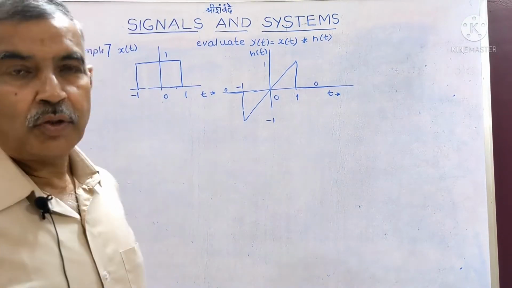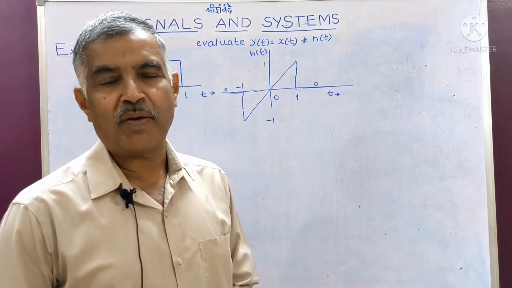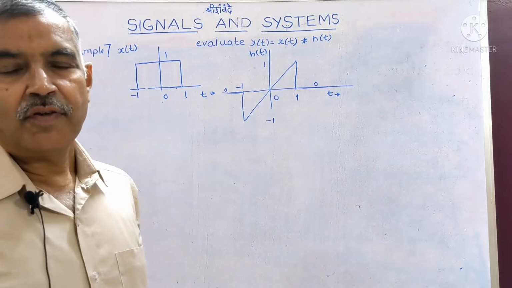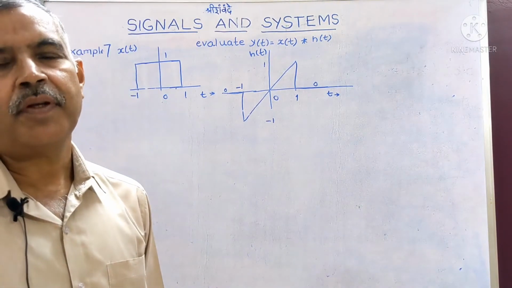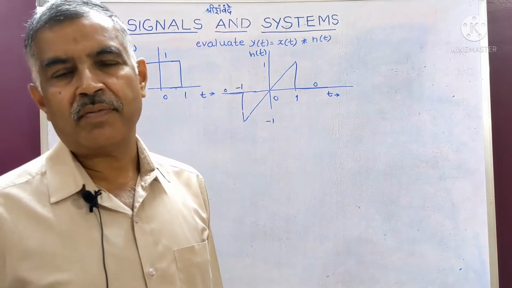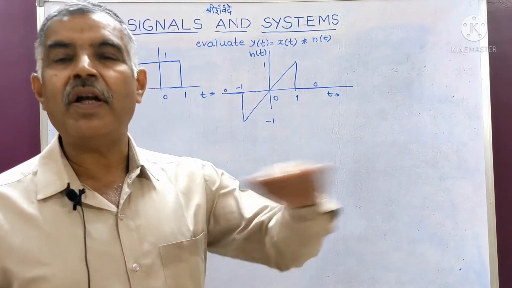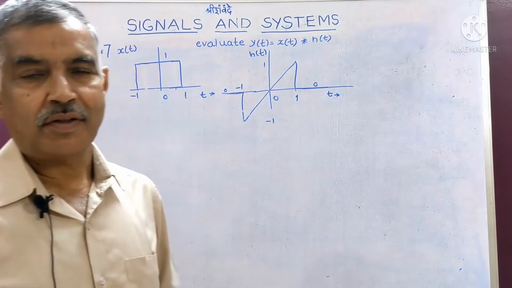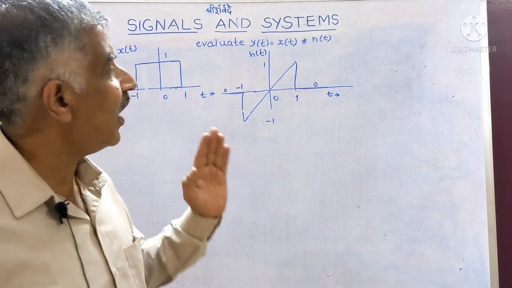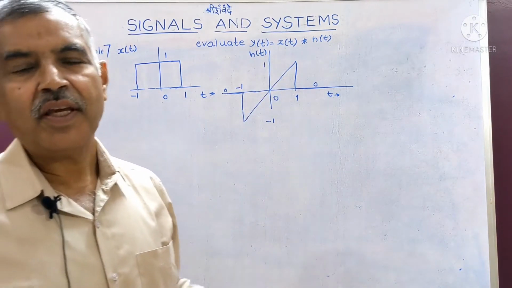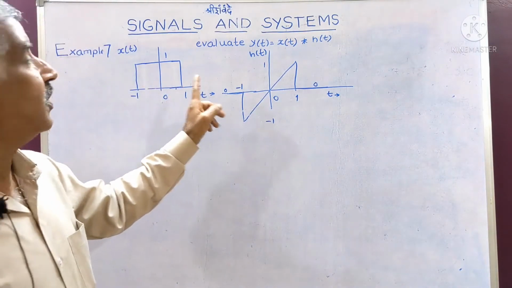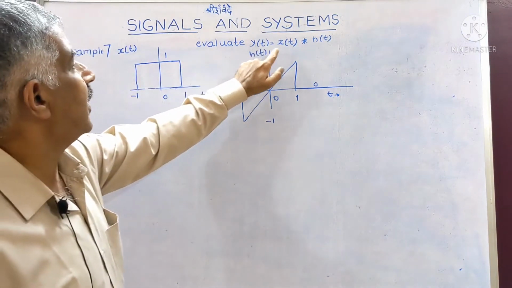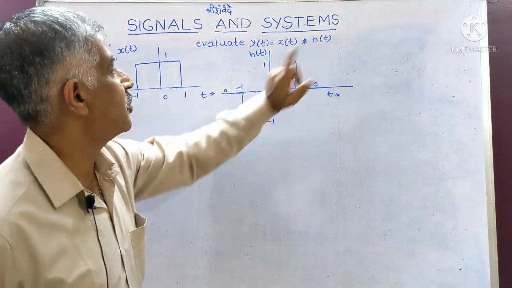So today also I will work out one more interesting problem of graphical convolution. In the earlier problems, except for an exponential waveform, the other waveforms were level waveforms. Is it not? Now I will take inclined waveforms. So here I have taken this example: evaluate y(t) equal to x(t) convolving with h(t).